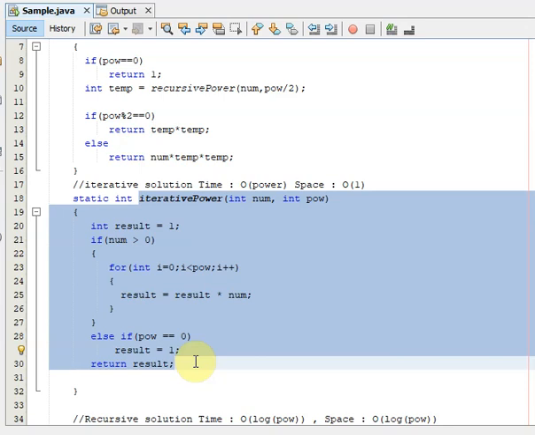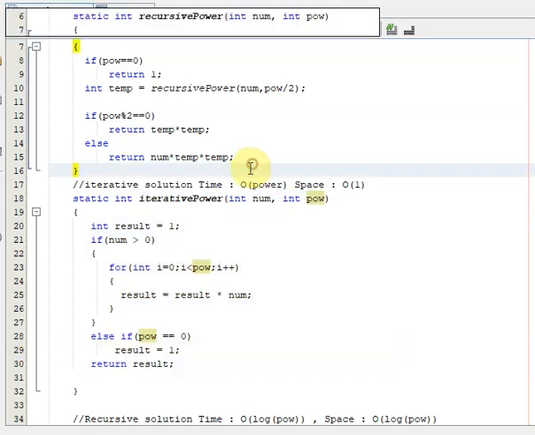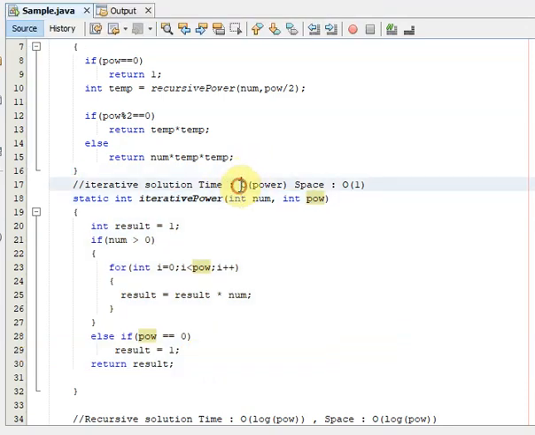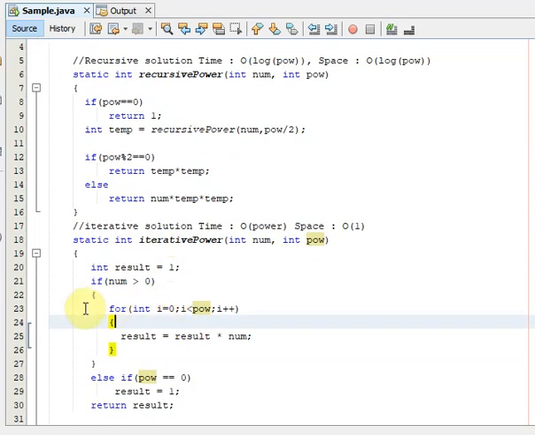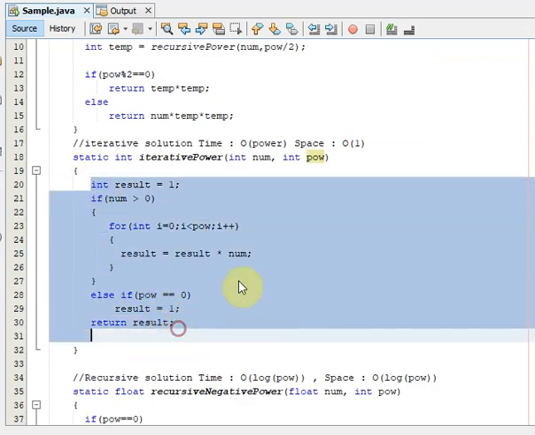The time complexity of this is big O of power, because we are iterating that many times, and the space complexity is just constant. Yeah, that's the iterative solution. It's very simple and straightforward.